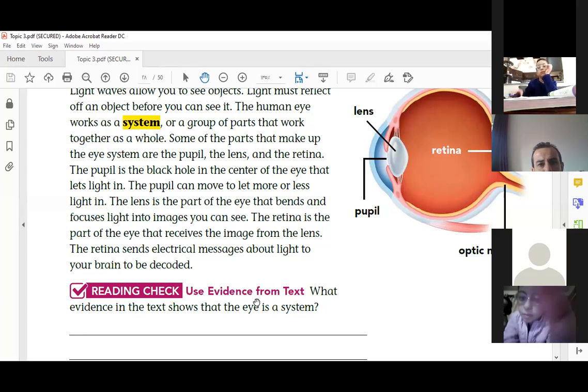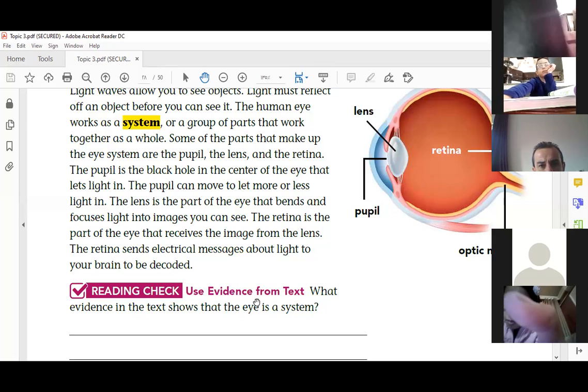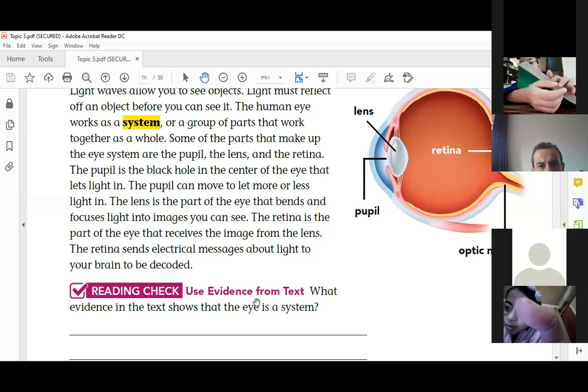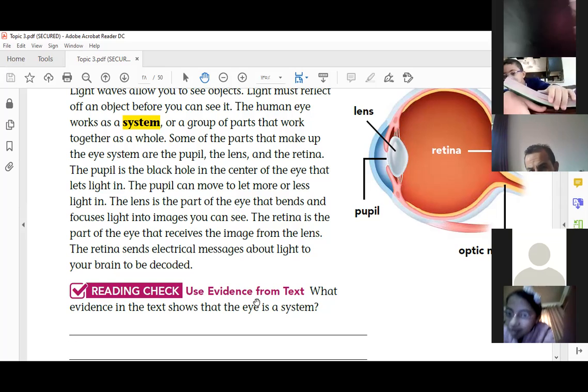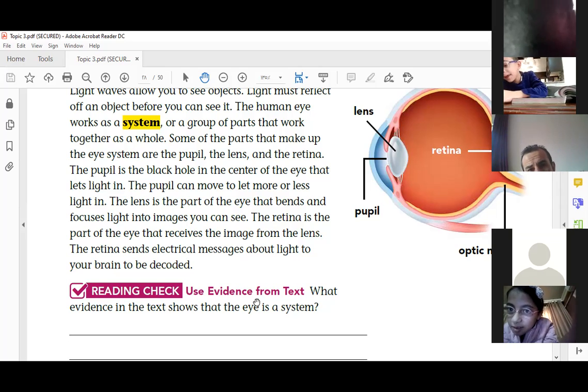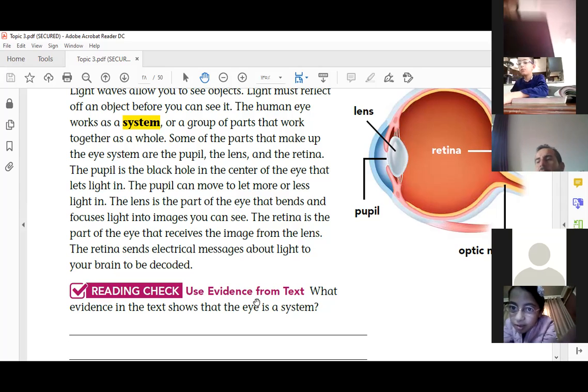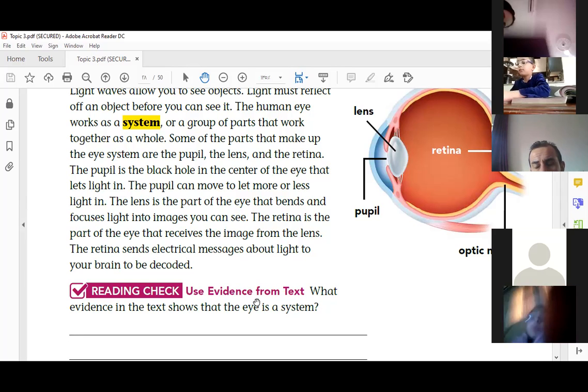Omar, what do you want? Do you like to answer? I mean, she already said what I was gonna say, so. Again, don't worry. Repeat it. Okay, it's because the group of parts that work together in a whole. Yes, and the retina, lens, pupil, all of these parts work together to help you to see objects.